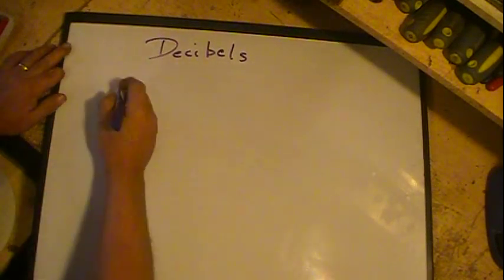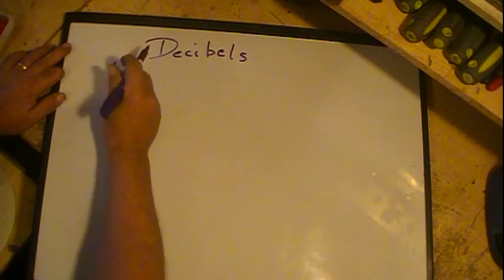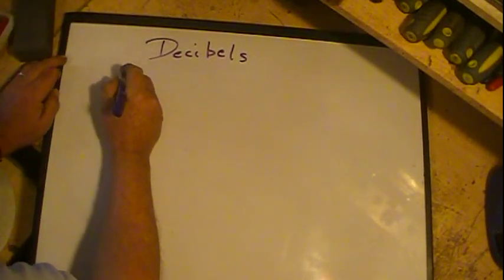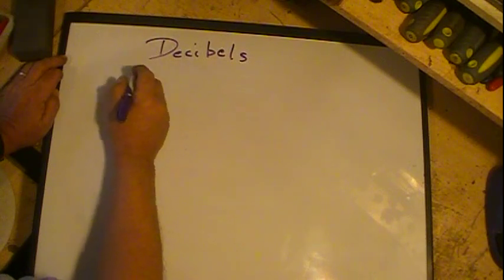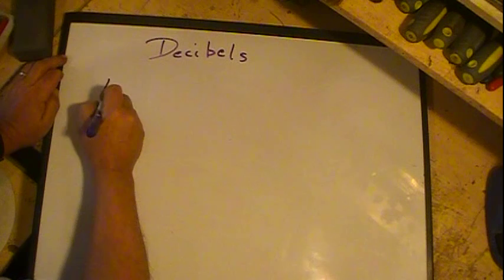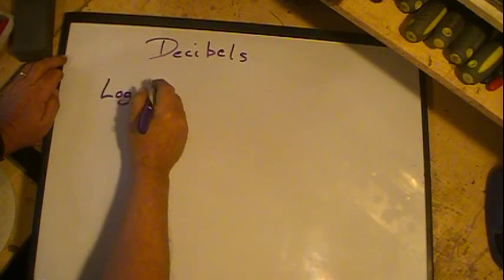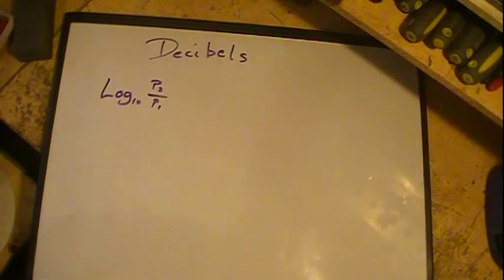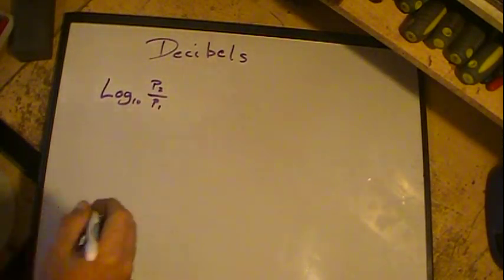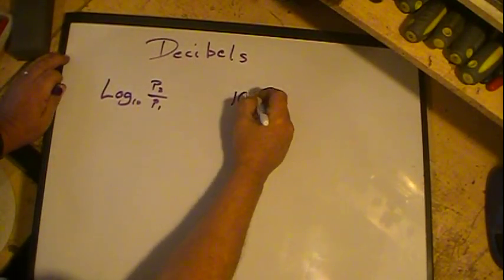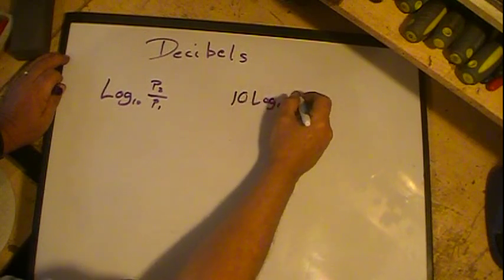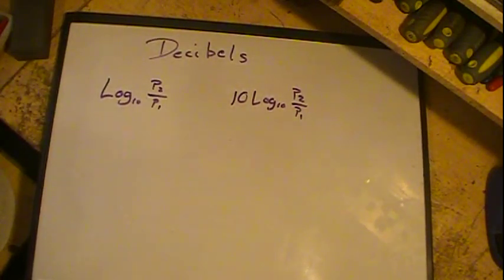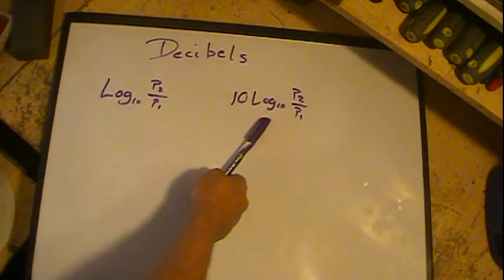But just to give you a little bit here. When you're looking at the bel, it works out to log base 10 of power out to power in. So, a relationship, a ratio. The decibel is 10 log base 10 of power out to power in. So this is the bel, this is the decibel.